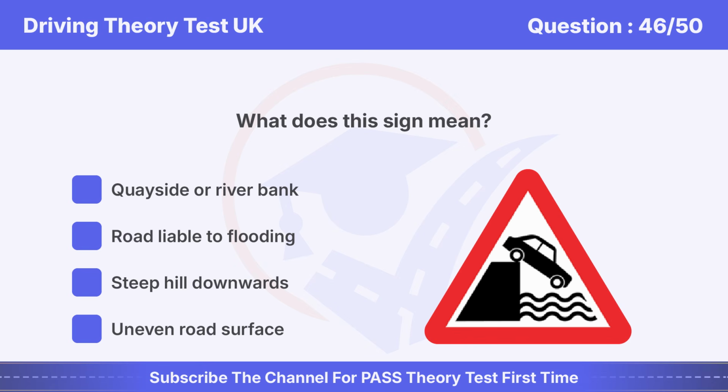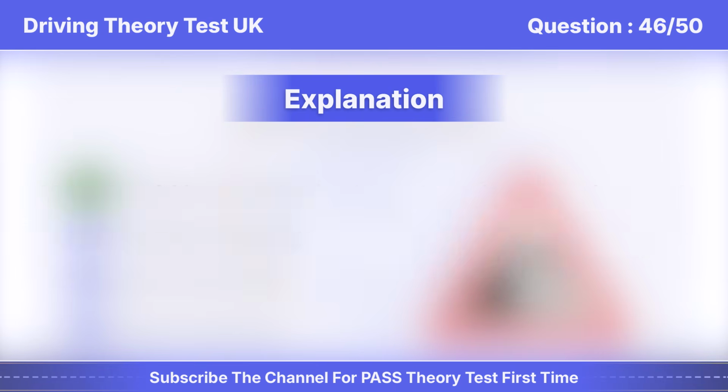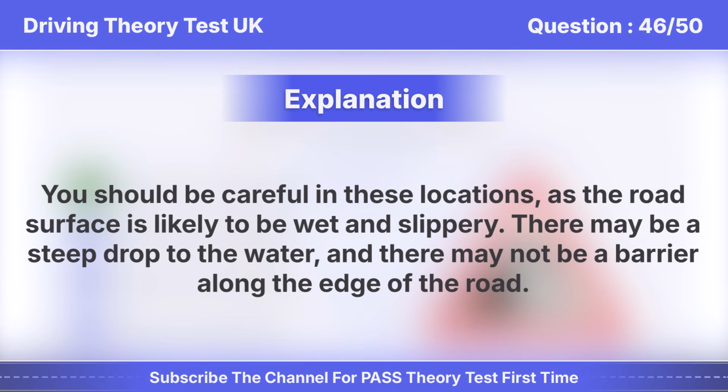Question 46. What does this sign mean? Answer is A. Quayside or riverbank. You should be careful in these locations, as the road surface is likely to be wet and slippery. There may be a steep drop to the water, and there may not be a barrier along the edge of the road.